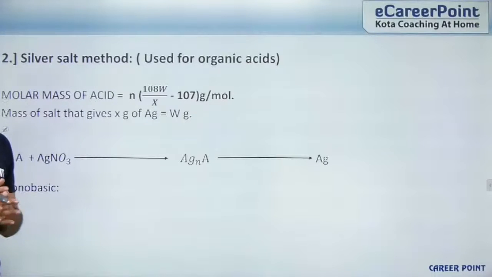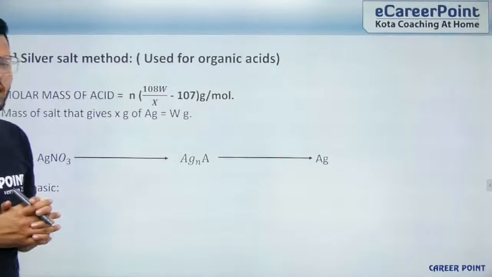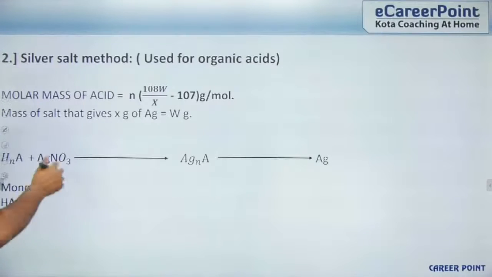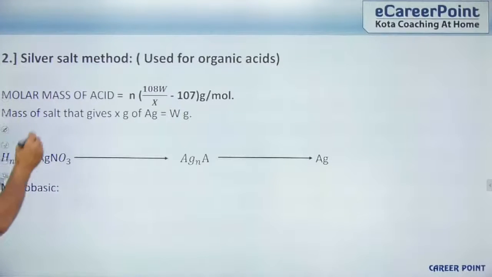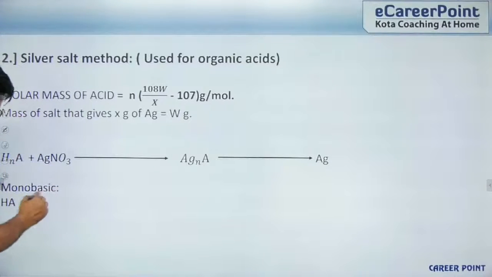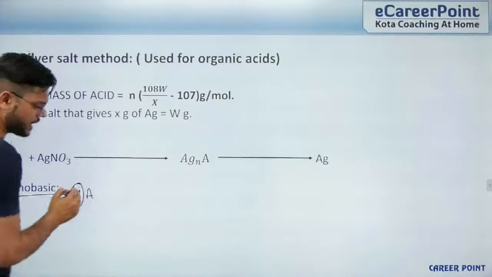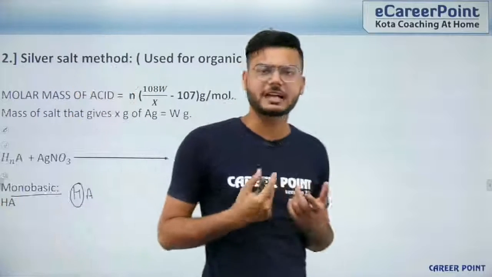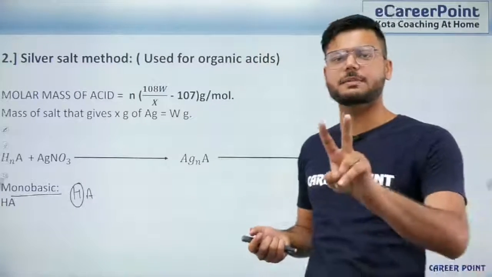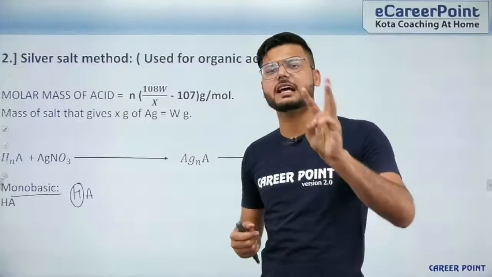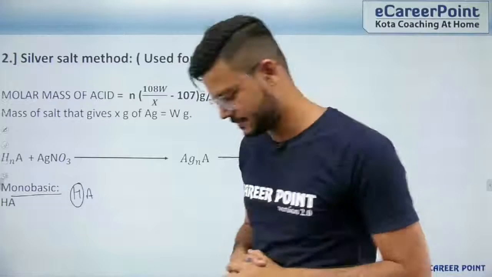So how will you do this? Understand the silver salt method. Okay, so for the silver salt method, let's see what is happening here. If I write monobasic, it means we have one replaceable hydrogen ion, only one. If I say dibasic, then I have two replaceable hydrogen. Tribasic, then I have three replaceable hydrogen.